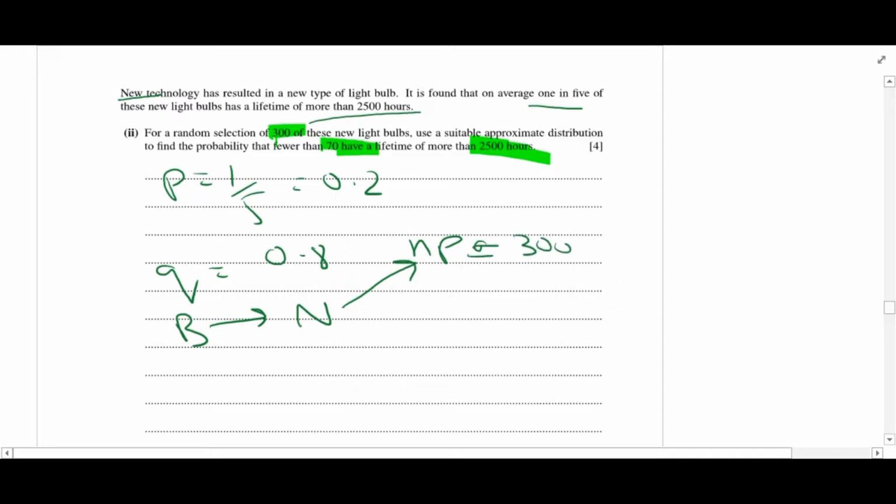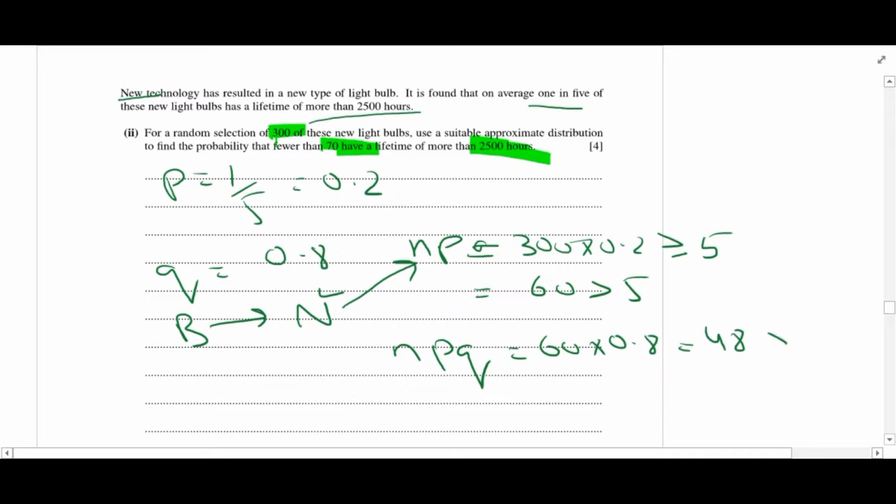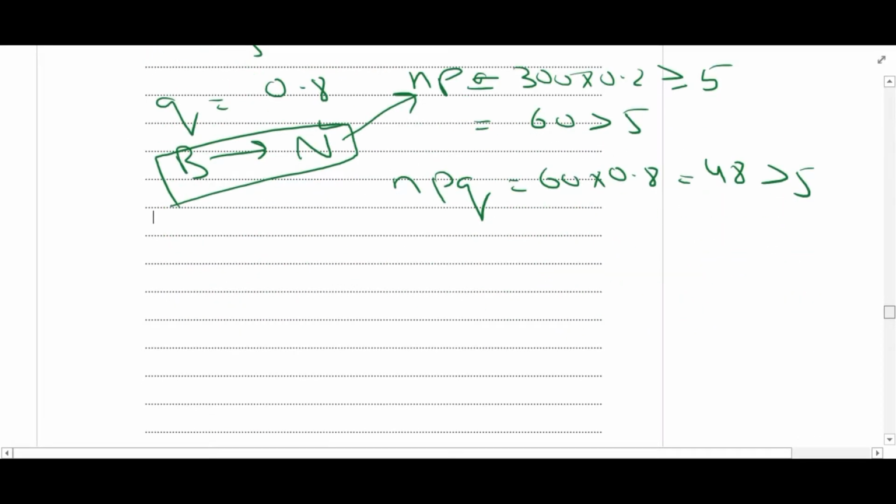This works if n times p, that is 300 into 0.2, is greater than or equal to 5. That would be 60, which is greater than 5, so our normal distribution would work. And we also have to check it with npq as well. 60 multiplied by 0.8 becomes 48, so again greater than 5. So our criteria is okay.